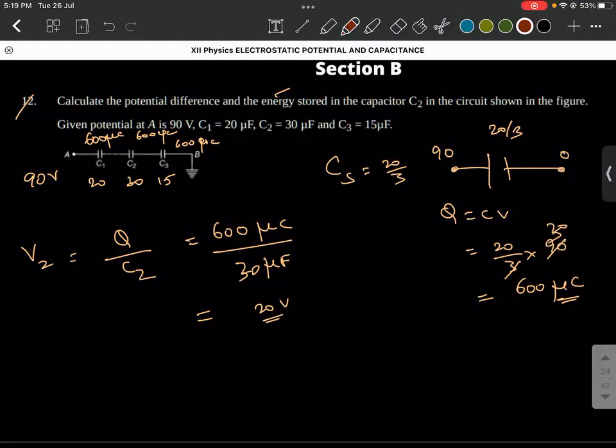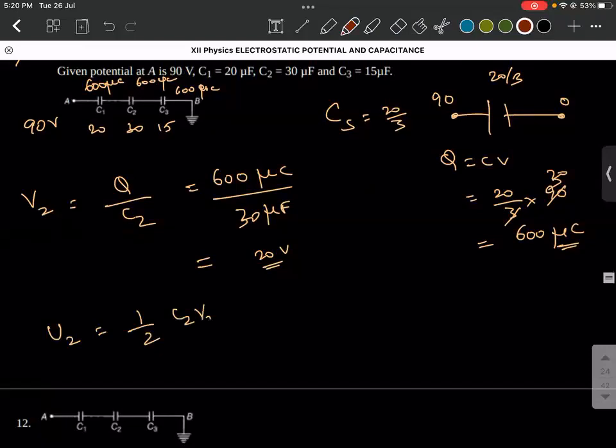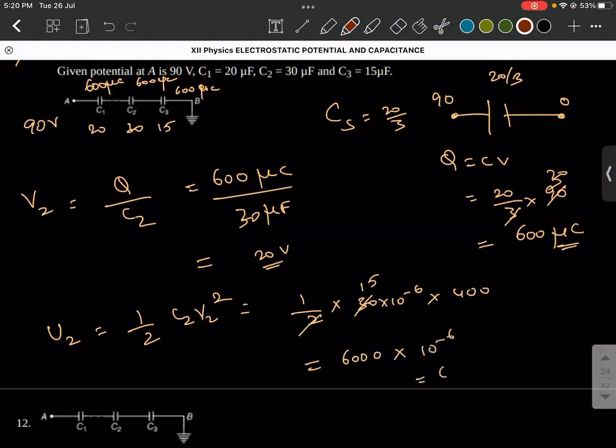Now since you know the capacitance of the second capacitor and the potential difference across it, apply half CV square. So energy across the second capacitor is half C2 V2 square. Half into C2 is 30 into 10 power minus 6, into V2 square, which is 400. Half of 30 is 15. 15 into 400 is 6,000. Correct? 6,000 into 10 power minus 6, that is 6 into 10 power minus 3 joule. So this is the amount of energy that is stored in C2.